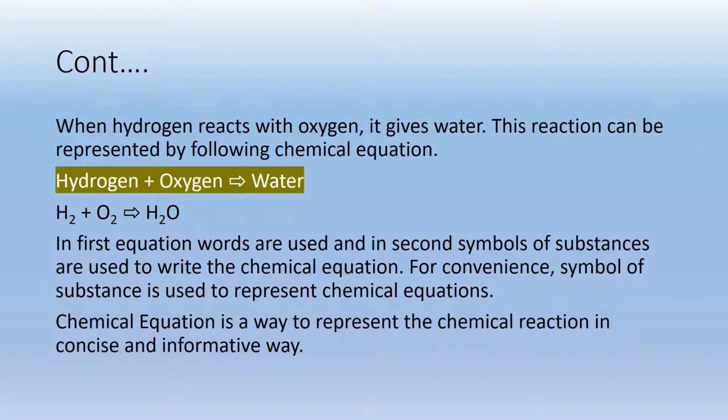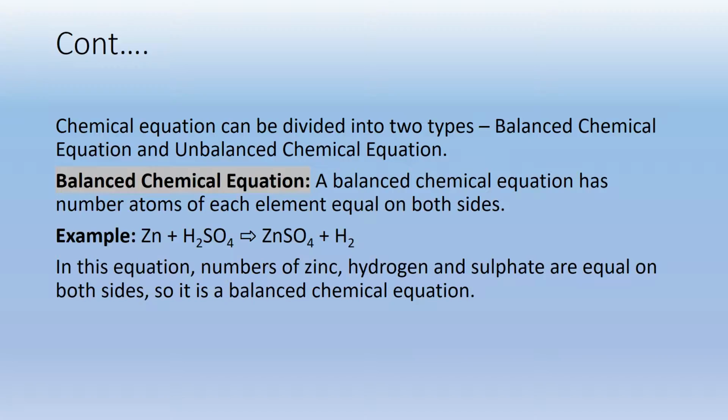When hydrogen reacts with oxygen, it gives water. This reaction can be represented by the following chemical equations. Hydrogen + oxygen → water. H2 + O2 → H2O. In the first equation words are used, and in the second, symbols of substances are used. For convenience, symbols of substances are used to represent chemical equations. A chemical equation is a way to represent a chemical reaction in a concise and informative way.